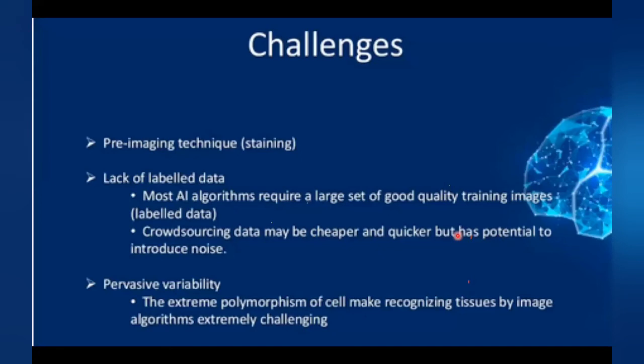What are the challenges? Now, challenges, everything doesn't have a pro, it has a con also. In our country, as you know, everywhere there is a pre-imaging technique challenge, which is the staining of the tissue. Now, this staining can be dark, light, it can give rise to wrong pixelization. But the scanners have improved so much nowadays.